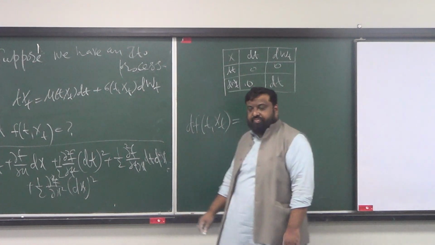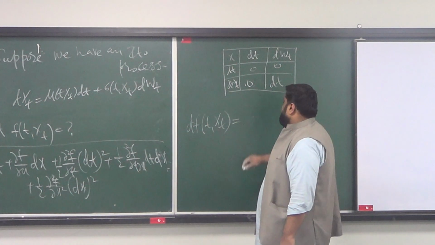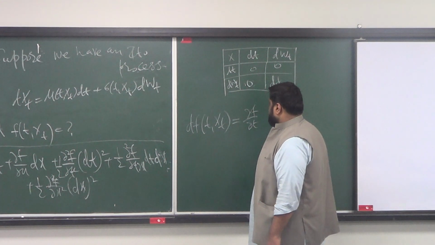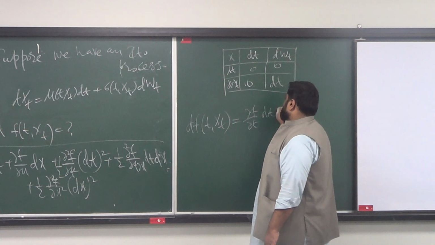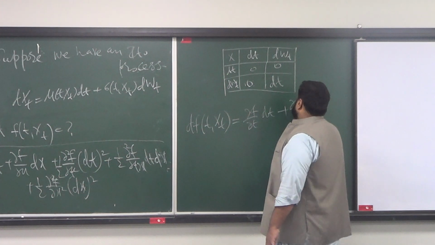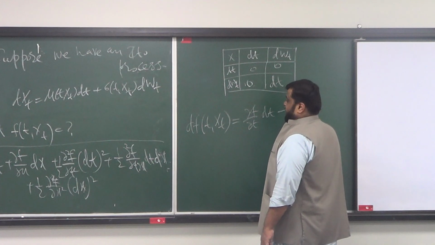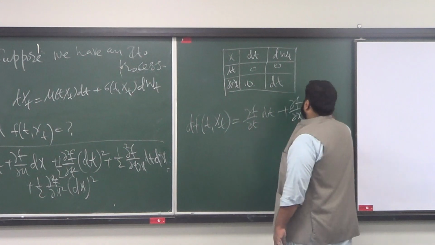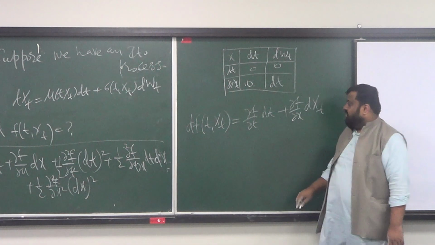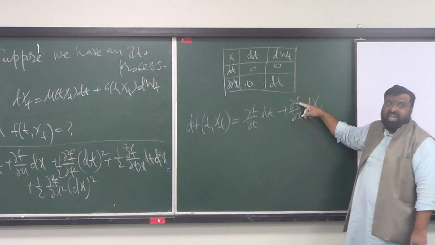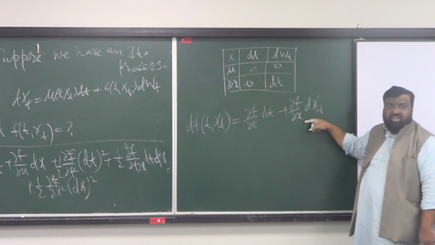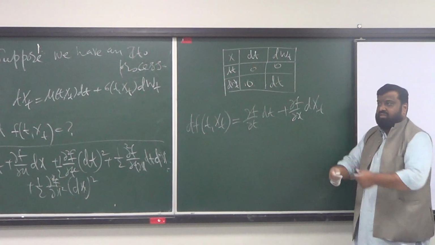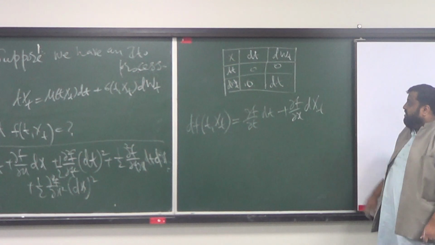So when you have df(t, xt), what are you going to get? You're going to get partial f by partial t dt plus partial f by partial x dxt. You may assume that you are doing the evaluations at xt. So you are differentiating first with respect to x and then substituting xt.